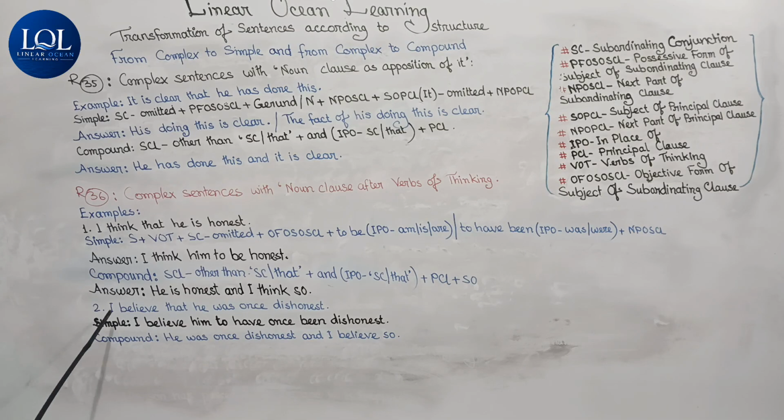Example 2, I believe that he was once dishonest. If we follow the two examples of structures of simple and compound, the simple and compound we get out of this sentence, I believe that he was once dishonest, will be: I believe him to have once been dishonest, and the compound one is: he was once dishonest and I believe so.